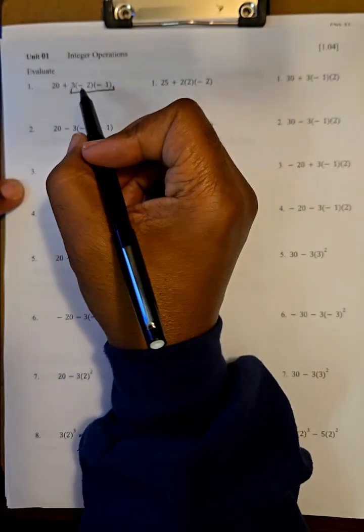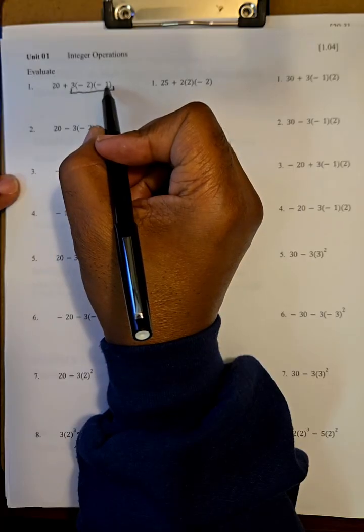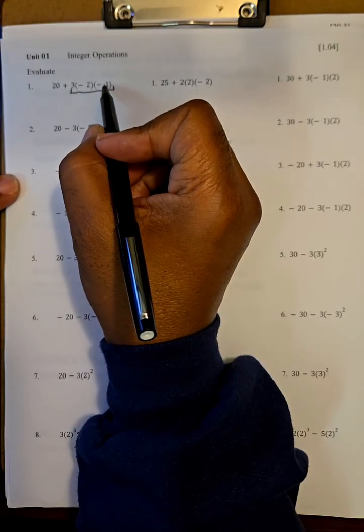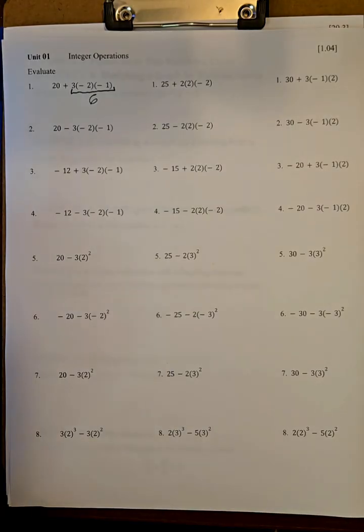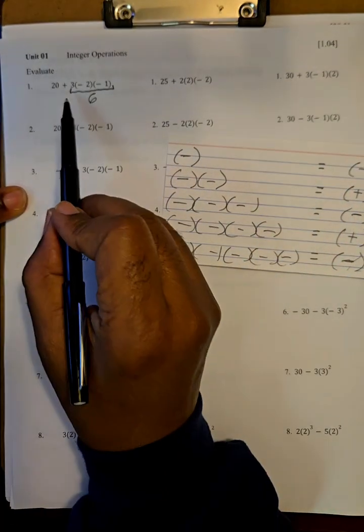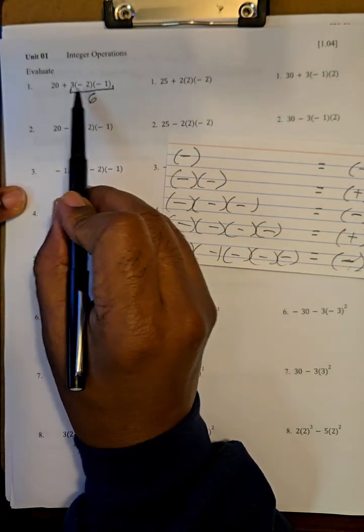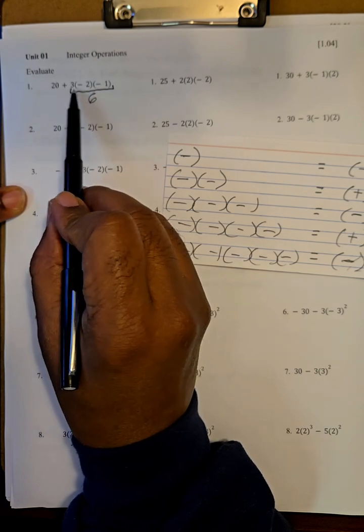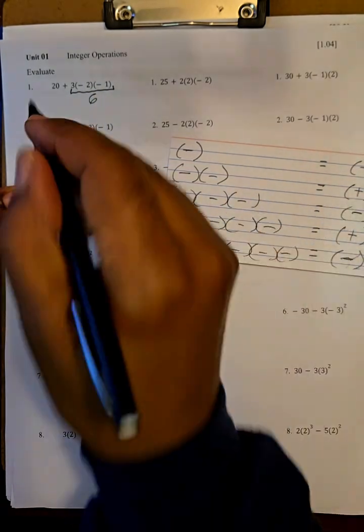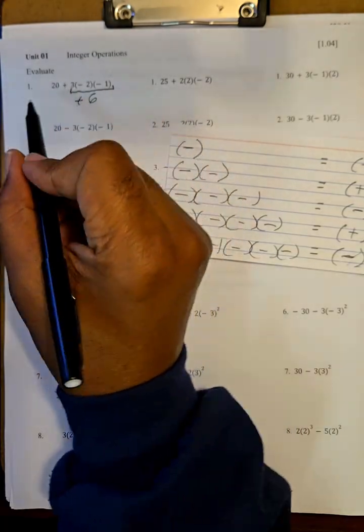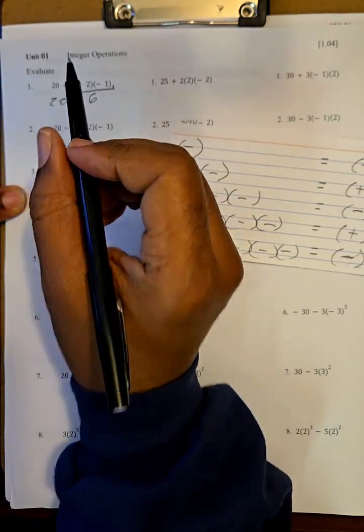So 3 times 2 times 1 first. 3 times 2 times 1 is going to be 6 times 1, which is 6. And you notice that you have a total of 2 negatives in this sequence of multiplication. Well, 2 negatives means that the final answer is going to be a positive, so it's going to be a positive 6, and the 20, which is positive, comes down.